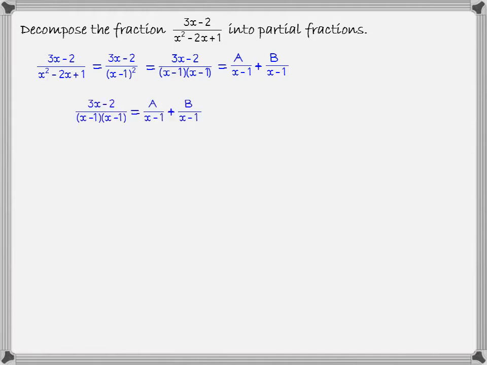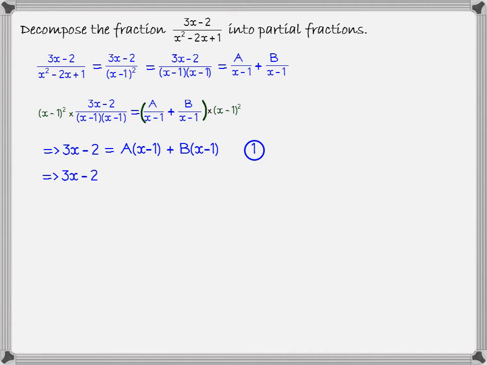If I now multiply the equation on both sides by the LCD, x minus 1 squared, and simplify, the left-hand side becomes 3x minus 2, and the right-hand side equals a(x minus 1) plus b(x minus 1). If I now simplify the right-hand side of equation 1 and regroup the terms, it will give me that 3x minus 2 is equal to (a plus b)x plus (negative a minus b).